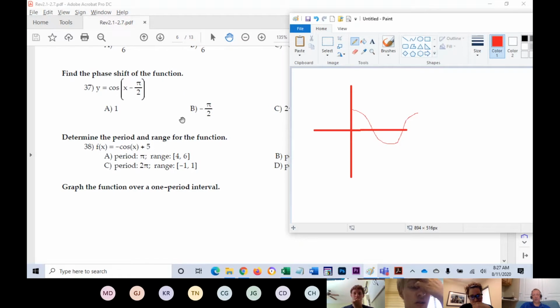So what does this negative do to me? Oh, that'll start at -1 and then go up. Mm-hmm. Yeah, it's going to do the same thing. It's just going to start down here. It's going to reflect it, just like that.